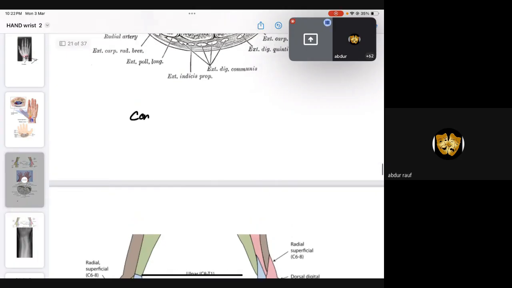Yes, carpal tunnel syndrome. Median nerve. Okay. Compression of the median nerve. So we have a lot of causes of carpal tunnel syndrome. For example, acromegaly can do that. Hypothyroidism can do that. We'll be discussing each and every cause, right?